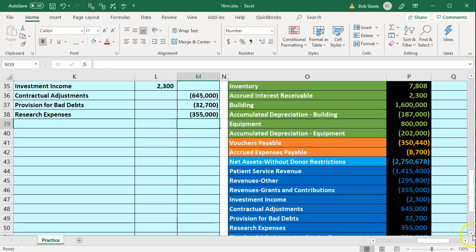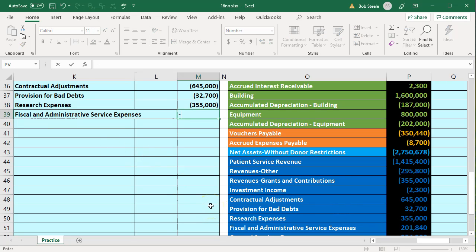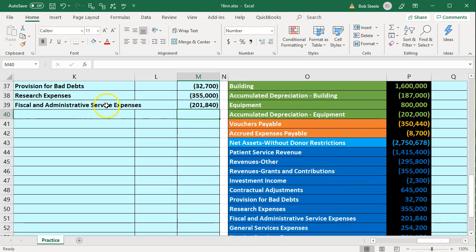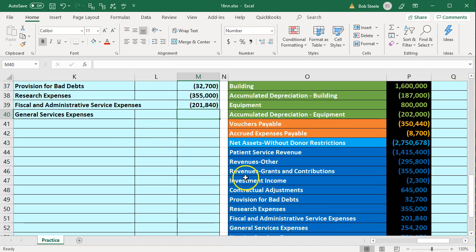So I'm going to scroll down a little bit. And the next one is going to be equal to the fiscal and administrative expenses. We want to be on the credit side. There's a debit, so we are going to credit it. So I'm going to say negative of, scrolling back down to that 201,840 and enter. And then this is equal to the general service expenses. That's going to be on the credit side. So we're going to say negative of, and we're going to pick up that 254.2 and enter.